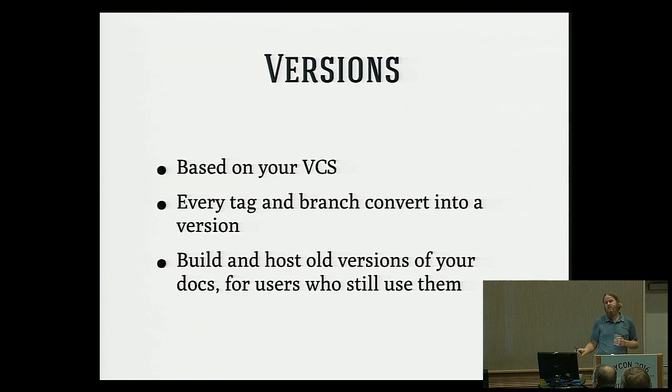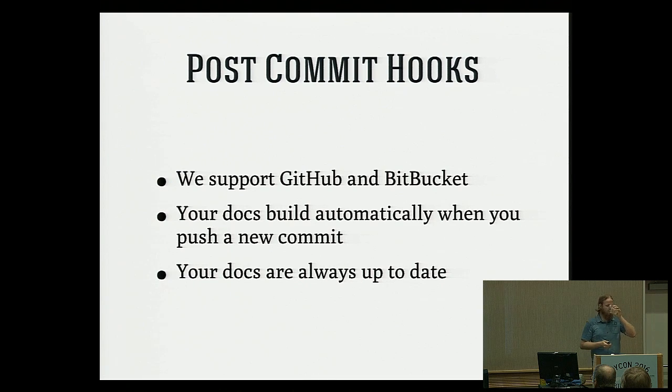We support versions. If you have different tags and branches in your documentation, those are exposed on Read the Docs as versions of your docs. So you can have the latest, which is the master branch, but then you can also have your last few releases that are tags, all hosted for people that are on different versions of the docs. We also have post-commit hooks. If you're on Bitbucket or GitHub, that integration just works automatically. You can also build your own if you're hosted on some third party. We do have a generic endpoint.